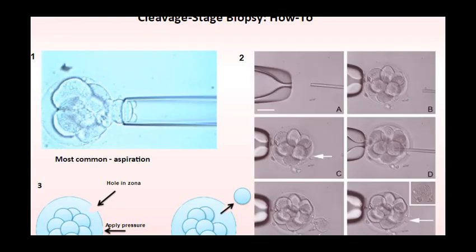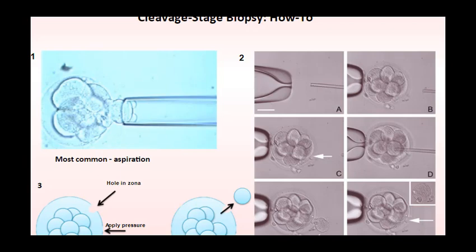There are actually several ways to biopsy. At least 3 completely different techniques may be used that all appear equally effective. In panel 1, a blastomere is removed using direct suction via the biopsy pipette. This technique is sometimes referred to as the aspiration technique.